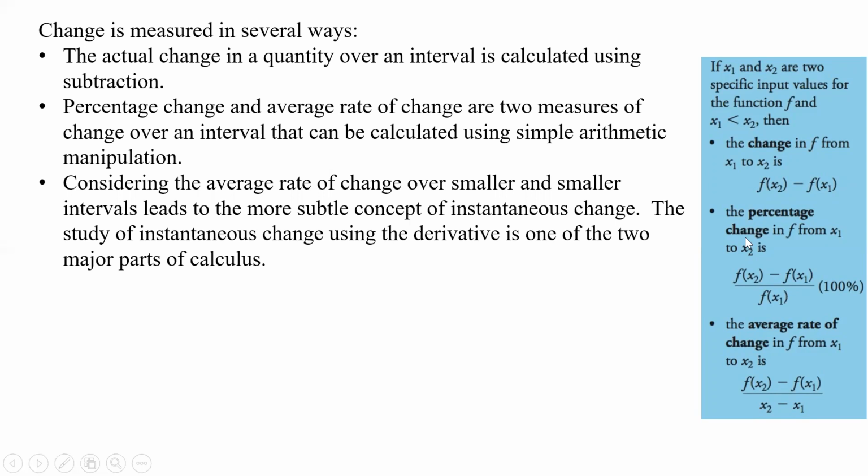Now we can find the percentage change in f from x1 to x2 also. Again, we plug x2 into f, subtract off x1 plugged into f, divide by f of x1, and then multiply by 100%. That's going to be the percent change. The average rate of change in f from x1 to x2 is f of x2 minus f of x1, over x2 minus x1. Remember, f of x2 and f of x1 are really y2 minus y1 after you've plugged in, but you actually have to plug it in to see what those values are.